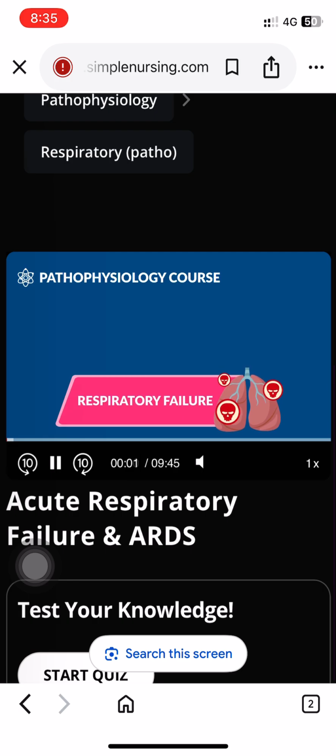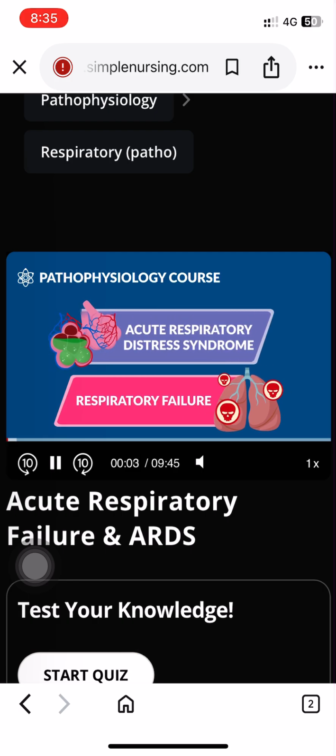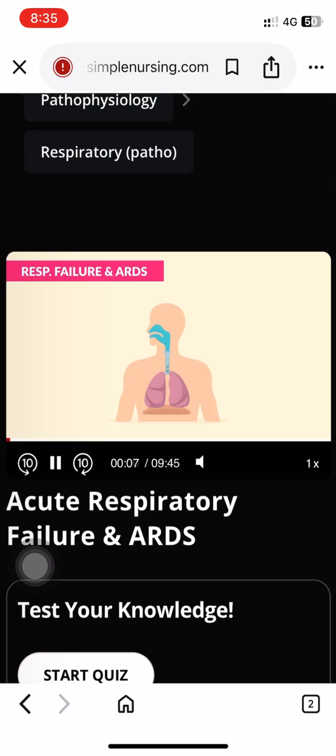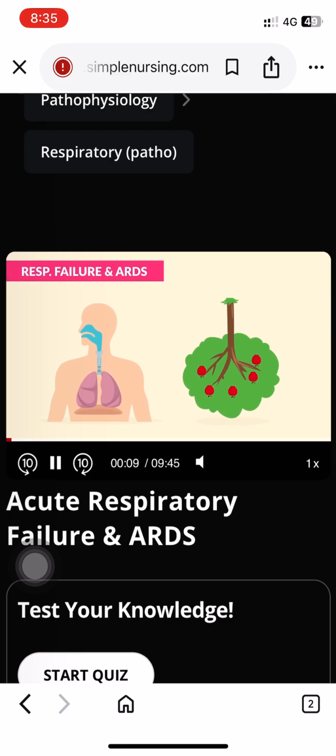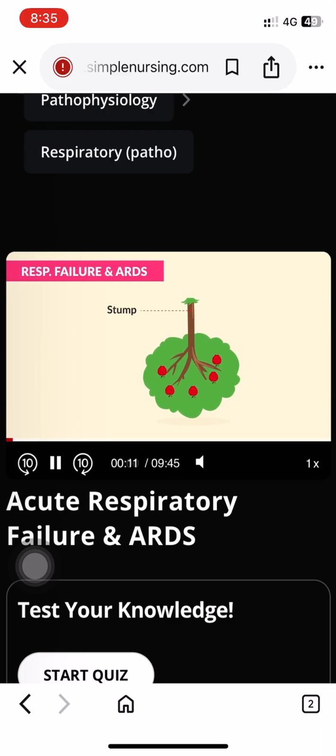Now for respiratory failure and ARDS. To make this super simple, let's cover some anatomy and physiology. As you know, the lungs kind of look like an apple tree, starting at the stump, extending into branches, and eventually into leaves where the apples are.